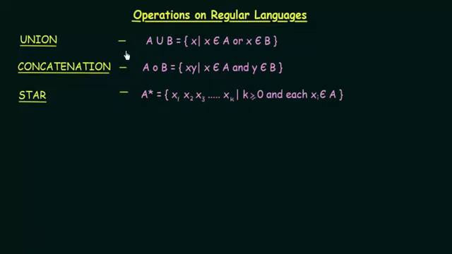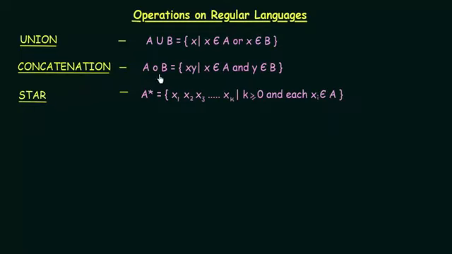The formal definition of union is given here. A union B is equal to X such that X belongs to A or X belongs to B. This union operation is exactly the same as the union operation you perform on sets. Suppose you have two language sets, namely A and B, then the union of A and B would mean anything X such that X could either belong to the set A or it could belong to the set B. So it basically means everything from A and B.